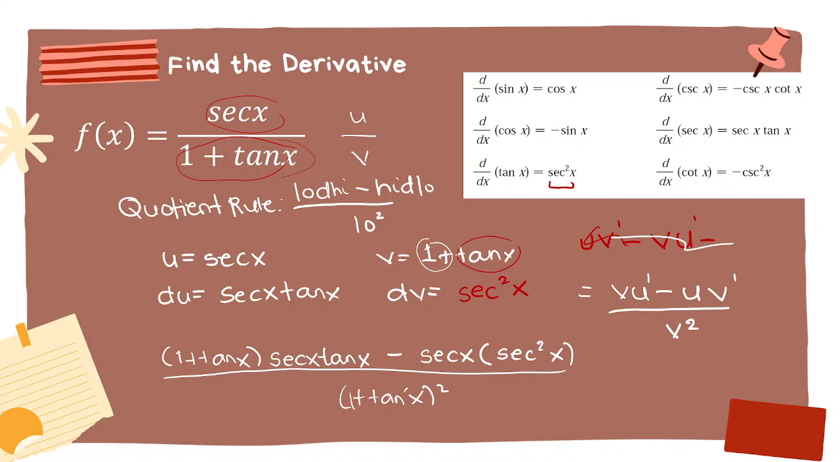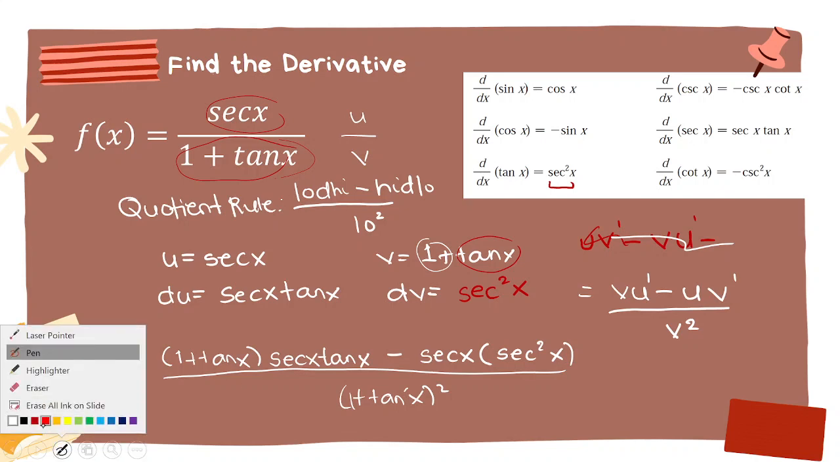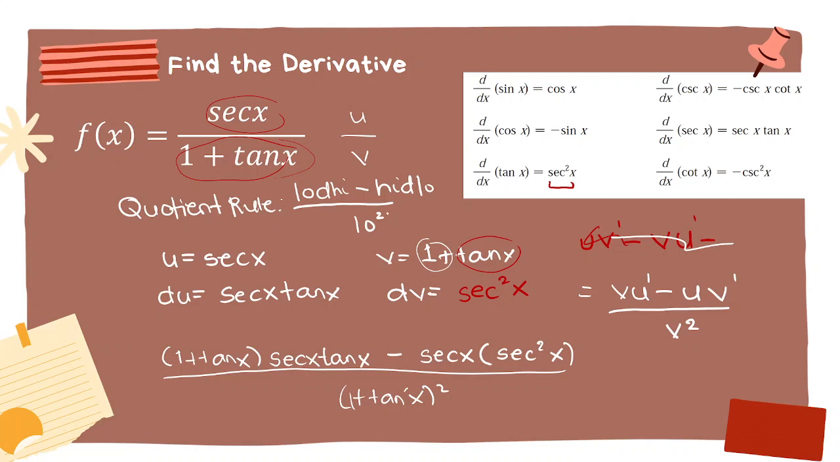Meron ba siyang common factor? Tingnan mo, may common factor ba siya? Wait lang, sir. Yung V2, nasa baba, in V2 square lang, diba? Paano natin to isi-simplify? Meron bang common factor? Meron po. Yung sec x lang. Okay, yung sa taas.